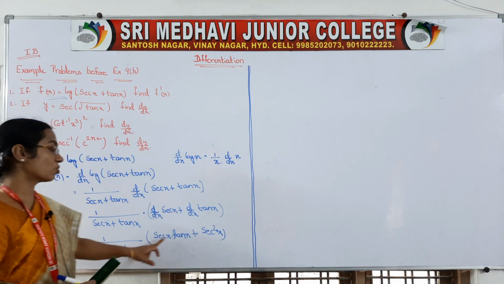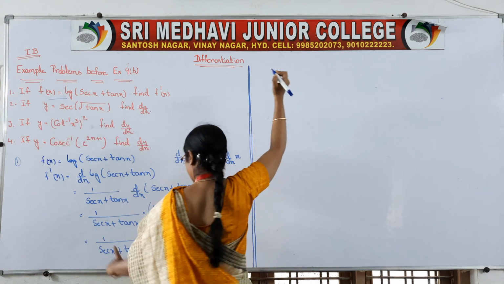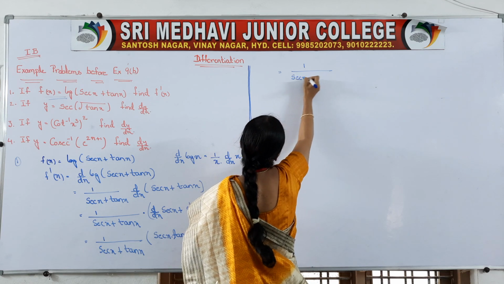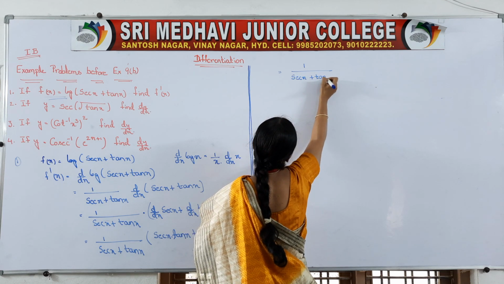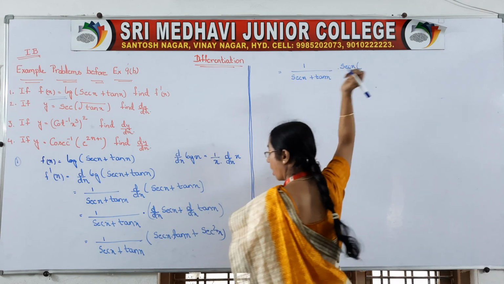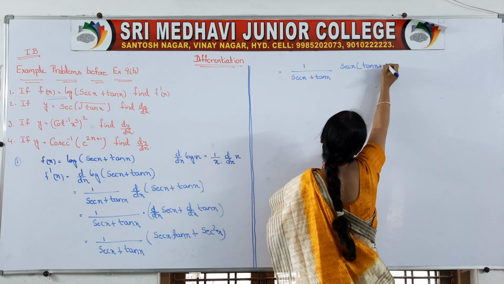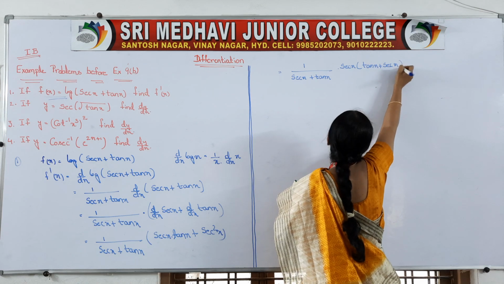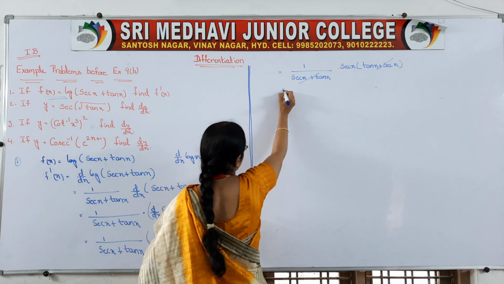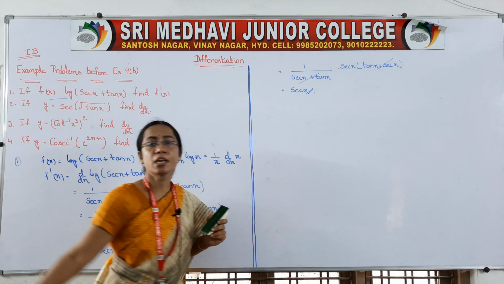Okay, so from these two, secant x can be taken common, isn't it? Take that secant x common. Here we have 1 by secant x plus tan x, and from here you take your secant x outside, then it will be tan x plus secant x. Okay, so tan x plus secant x, tan x plus secant x cancel, it is equal to secant x. That is the answer to your question.